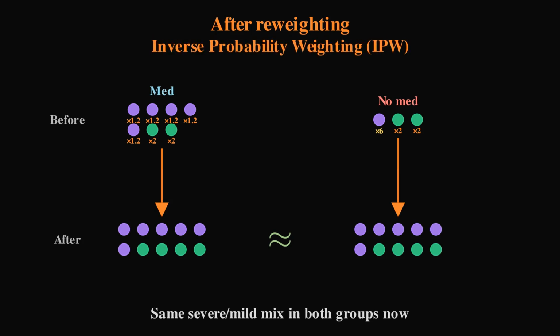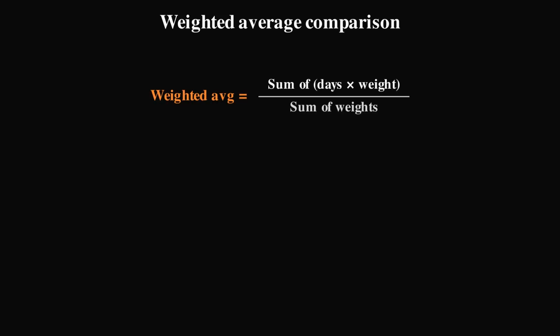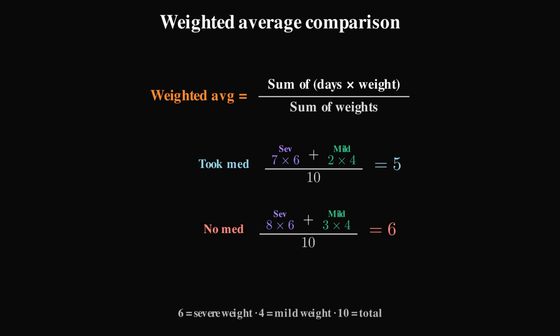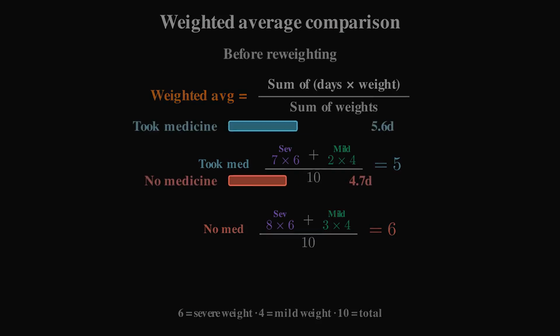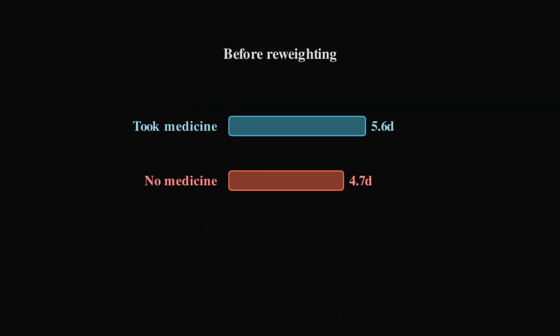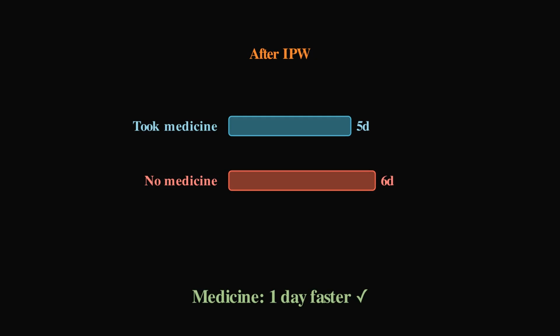This method is called inverse probability weighting, or IPW. Now we just compare the averages again on the balanced data. We multiply each person's recovery days by their weight, add them all up, and divide by the sum of the weights. Doing this, the weighted average for the group that took the medicine is 5 days, and the weighted average for the group that didn't take it is 6 days. Now the group that took the medicine recovers 1 day faster. The medicine that looked harmful was actually speeding up recovery by a day.